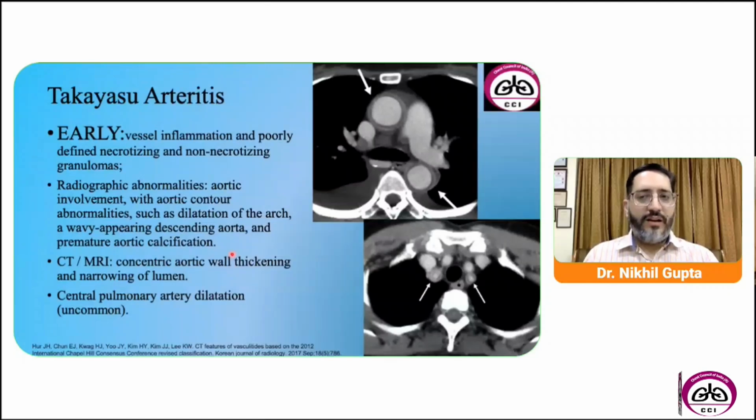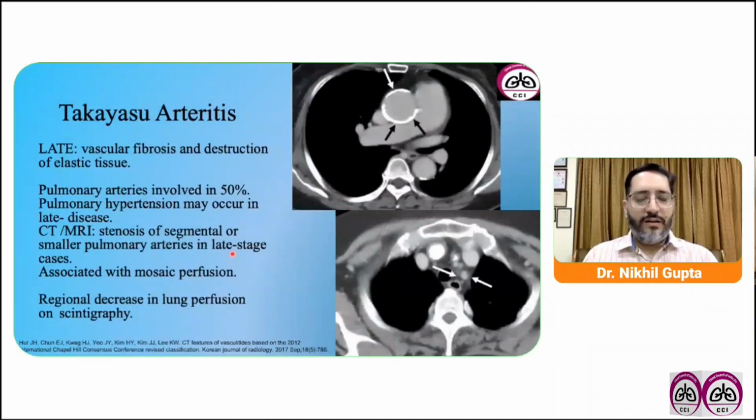Pulmonary arteries are involved in very few cases. In late stages, we can see vascular fibrosis and destruction of the elastic tissue. So stenosis can occur. Here we can see concentric calcification, and here we can see left subclavian artery stenosis.